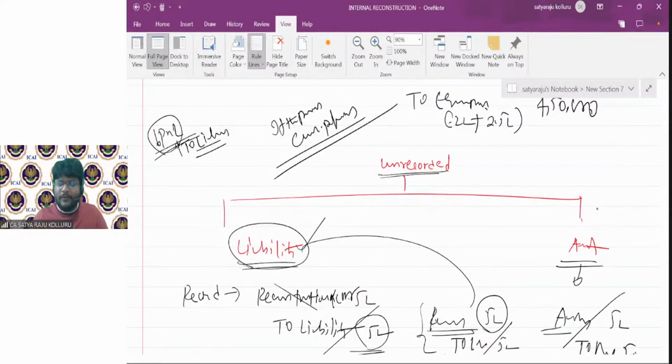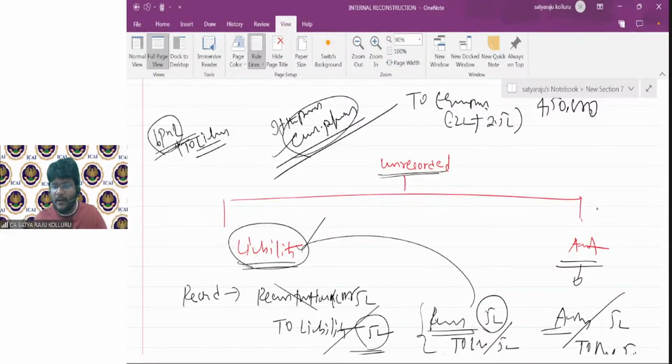Now, during the process of internal reconstruction, they definitely want to record the entire cumulative preference dividend as an unrecorded liability. To be frank, cumulative preference dividend is not a liability at all. That is the reason why the company did not record it in the books of accounts. There is no mistake done by the company. But during internal reconstruction, at the time of negotiations, the preference shareholders will first ask for this cumulative preference dividend. That's why we are treating it as an unrecorded liability.